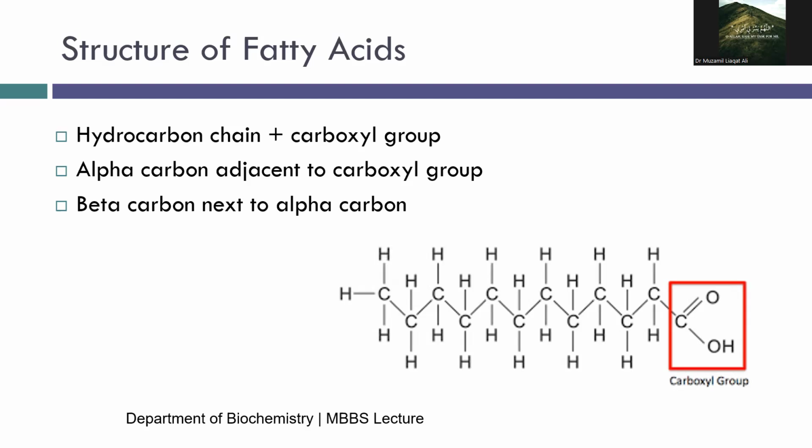Now, let's talk about the structure of the fatty acid. A fatty acid consists of a hydrocarbon chain attached to a carboxylic group. The carbon next to the carboxylic group is the alpha carbon, and the next carbon is the beta carbon. The long chain fatty acids, like palmitate that contains 16 carbons, are the most common substrate for beta oxidation.